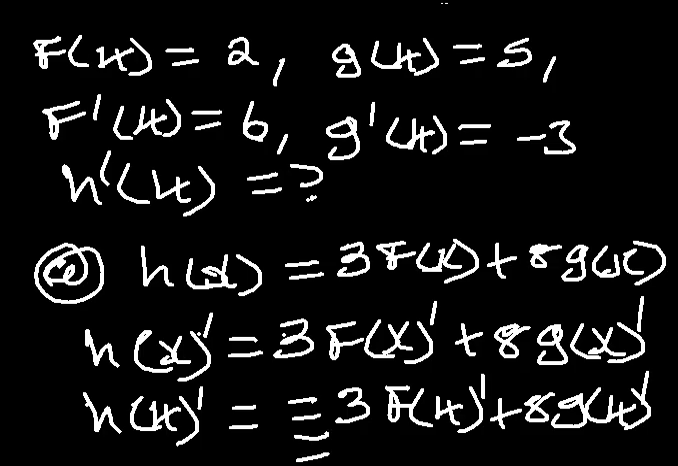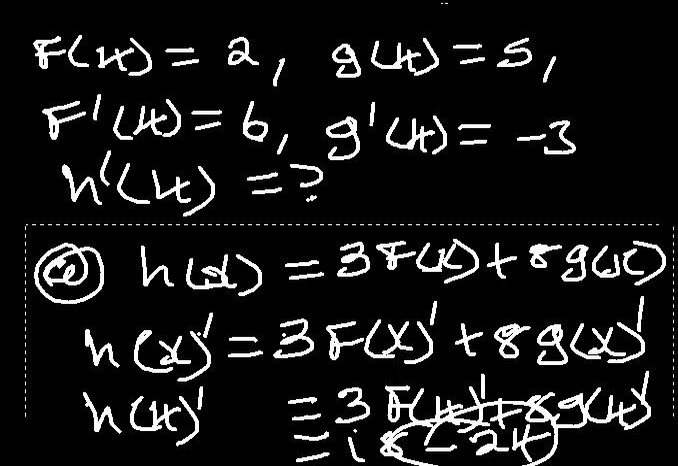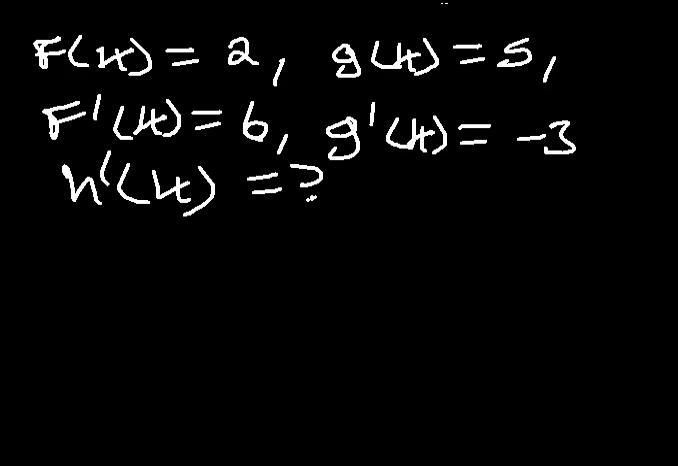Now what is f of 4 prime? We have it as 6. So we have 3 times 6, that will be given as 18. And what is g of 4 prime? We have it as -3, and times 8, that will be given as -24. So you can simplify that in that way. That's how you should insert the derivatives there.